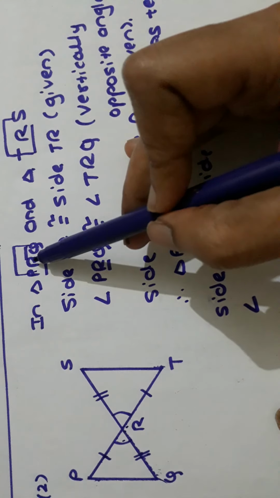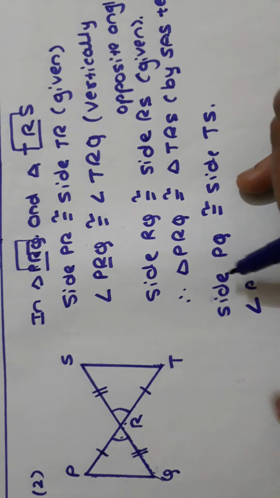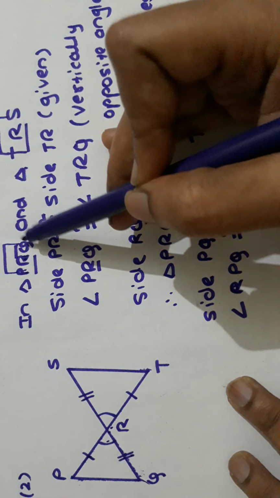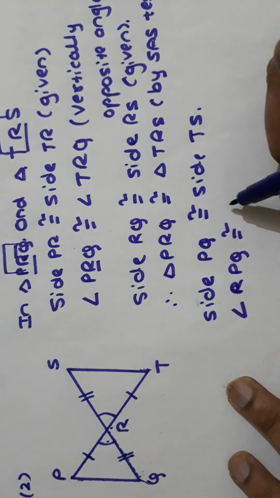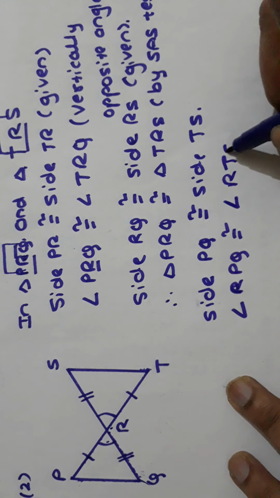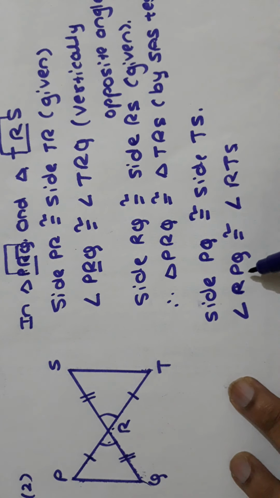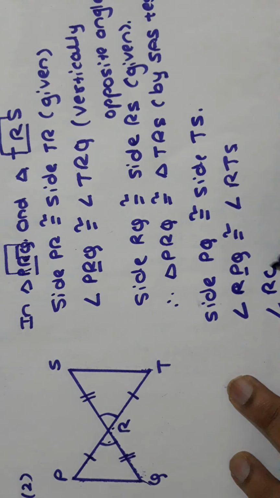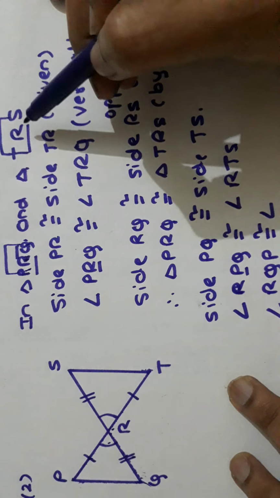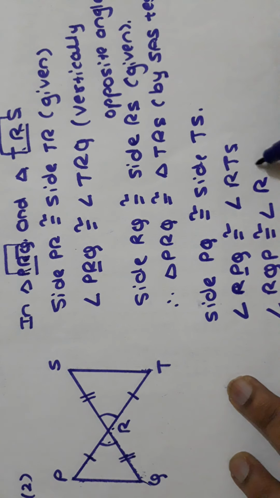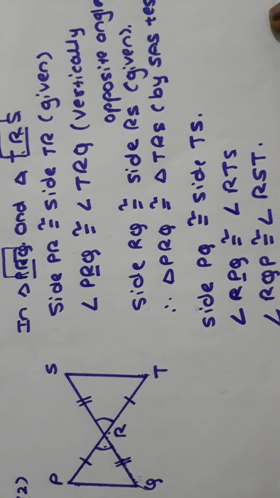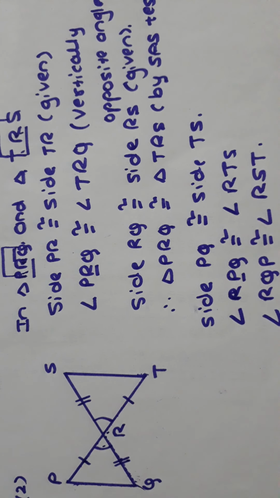So angle P I will write it as RPQ, congruent to RTS. You have to follow the same pattern. So I have taken P, now Q. Angle for Q I follow the pattern RQP, congruent to angle, here also RST. So we have shown that both the triangles are congruent by SAS test.